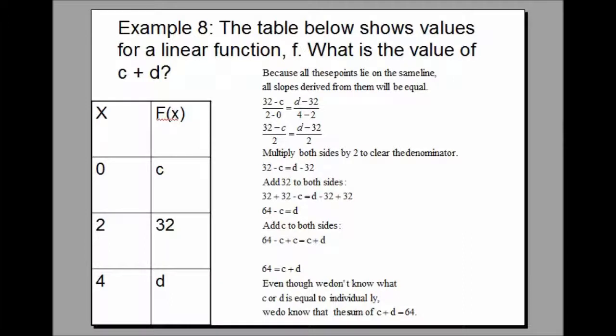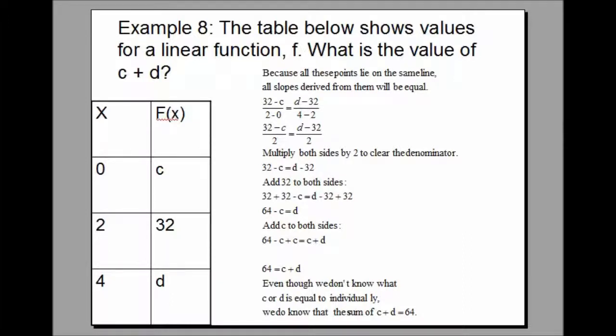Therefore, if we compute a slope using (0, c) and (2, 32), it will be equal to the slope that we compute using (2, 32) and (4, d). Setting this up gives (32 minus c) over (2 minus 0) equals (d minus 32) over (4 minus 2). Simplifying gives 32 minus c equals (d minus 32) over 2. We can multiply both sides to clear the denominator. 32 minus c equals d minus 32.